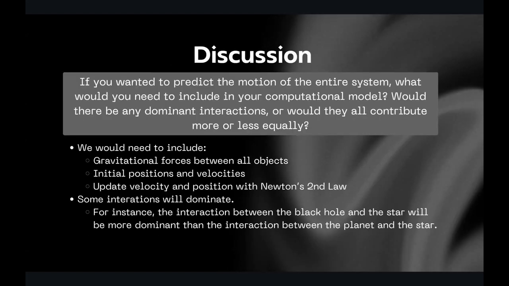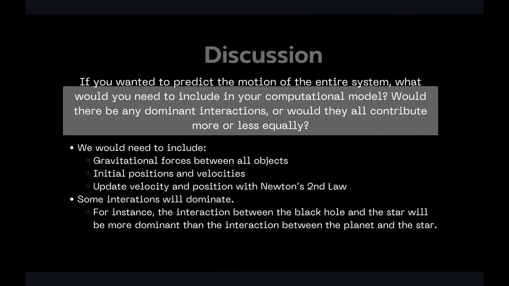If you wanted to predict the motion of the entire system, what would you need to include in your computational model? Would there be any dominant interactions, or would they all contribute more or less equally? So we would need to include the gravitational forces between all objects, the initial positions and velocities, and the update of velocity and position with Newton's second law. Then some interactions will dominate. For instance, the interaction between the black hole and the star will be more dominant than the interaction between the planet and the star because of their masses.